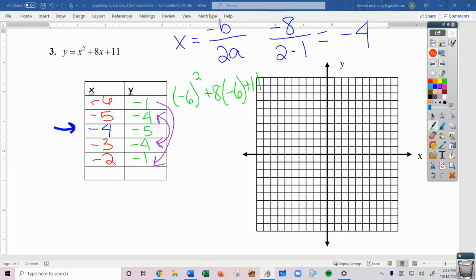What do we need to do next to graph this parabola? We should be plotting the ordered pairs from this table. So we want to plot our first pair of -6, -1. So if I plot that point, I'm going to go left 6 and then down 1. Next, I'm going to plot -5, -4, followed by -4, -5, followed by -3, -4, and then -2, -1. And here is the graph of this quadratic.